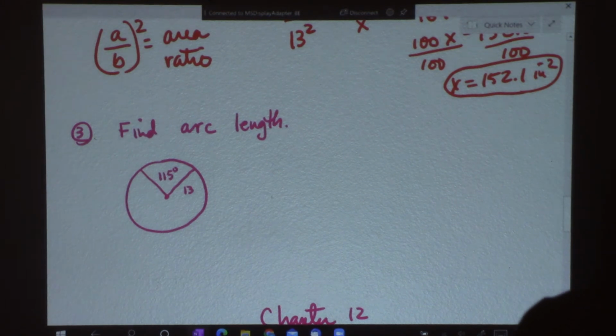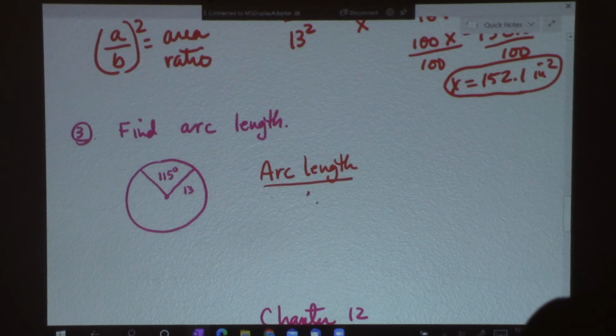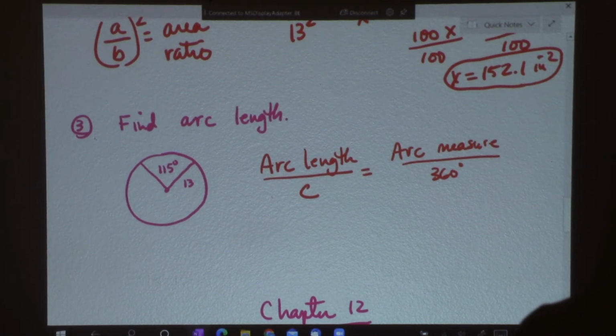Find the arc length. So I picked this rather than area, but the formula works the same. So the arc length over my circumference equals the arc measure over 360, okay? So what do I know here? I don't know the arc length, so I'm just going to call that arc. And I know the formula for circumference, that's 2 pi r. And I know my arc measure, which is 115.